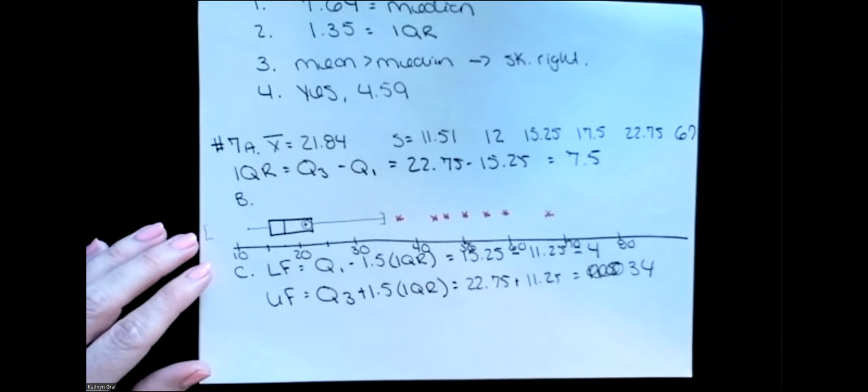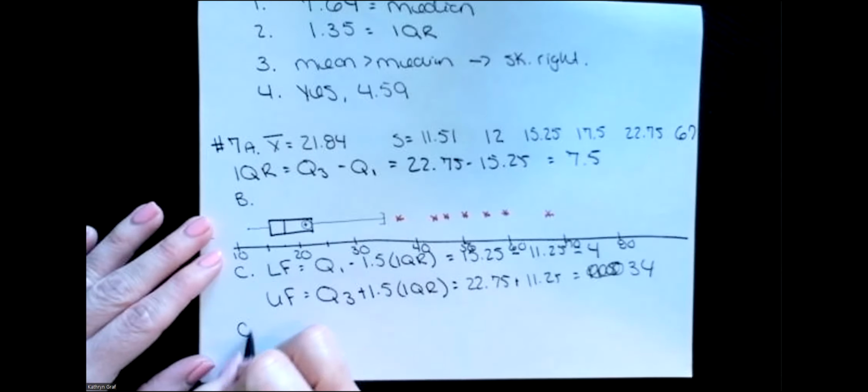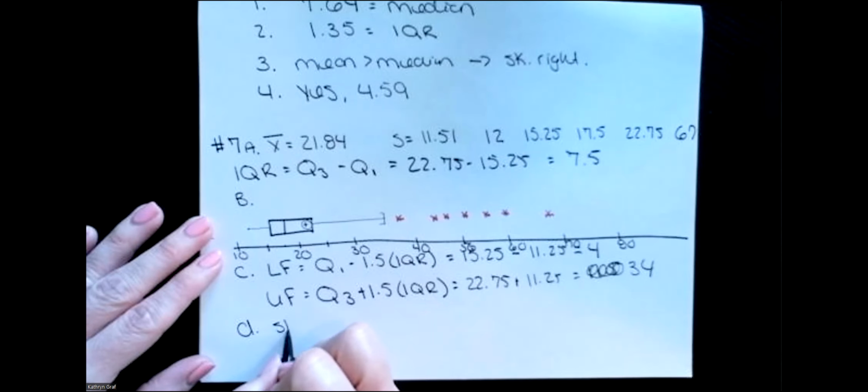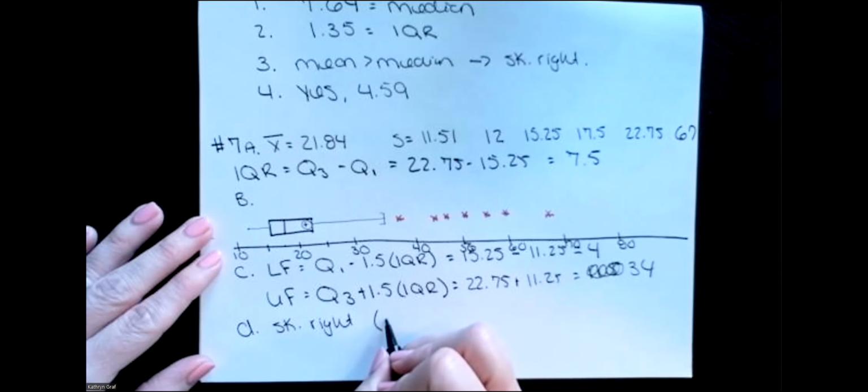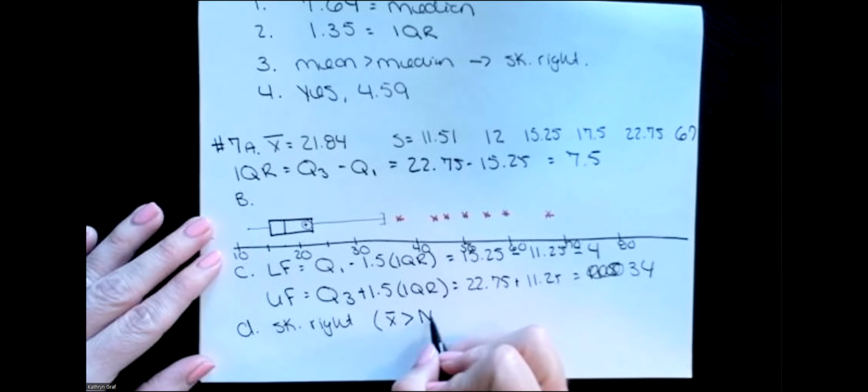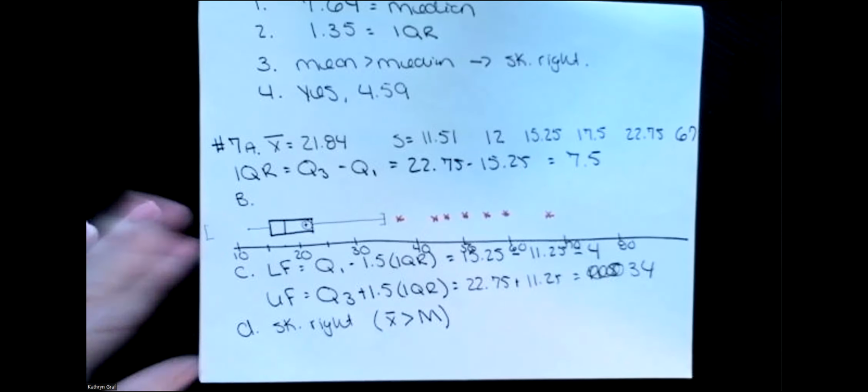So in part D, when it says, what shape do we have? I'm hoping you're all saying skewed right. And you can say because X bar is greater than the median, which is the same thing as quartile 2. All right, and we can see that.